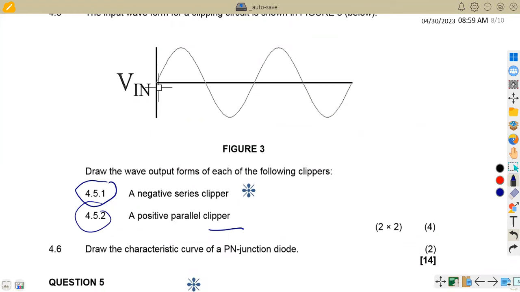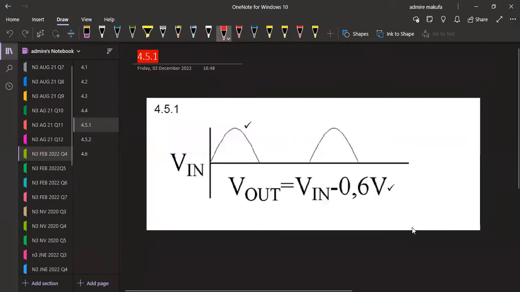The first part, we are given a negative series clipper. For a negative series clipper, this is what we have on the output. This is your V in, then V out is equal to V in minus 0.6 volts. So this is what we are going to have in this case.